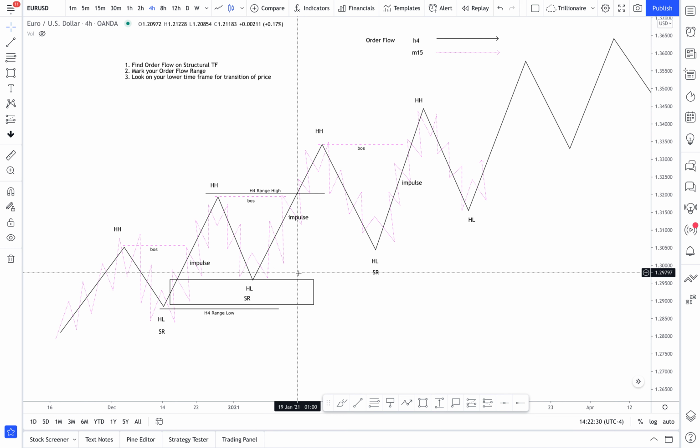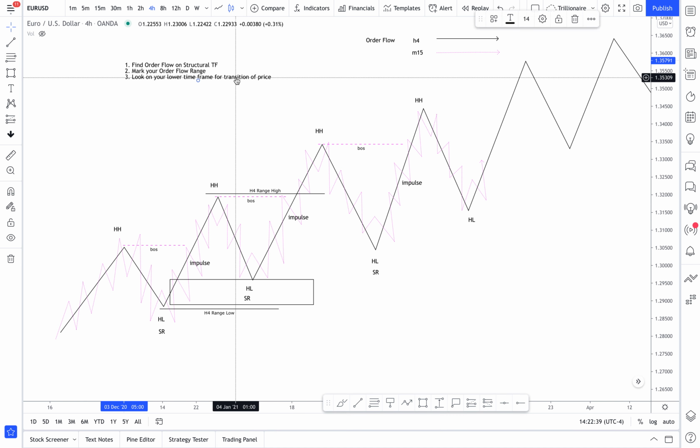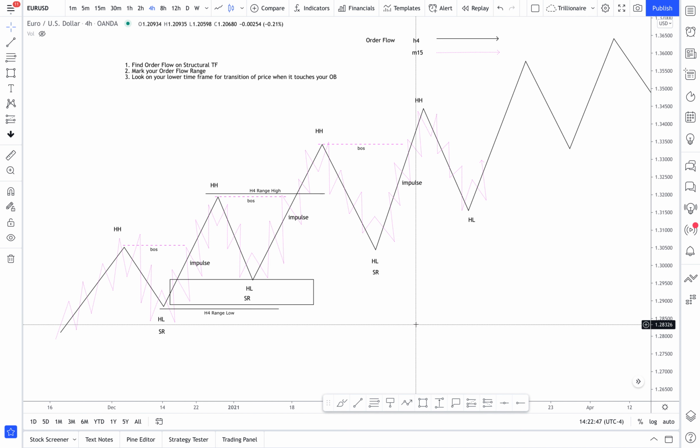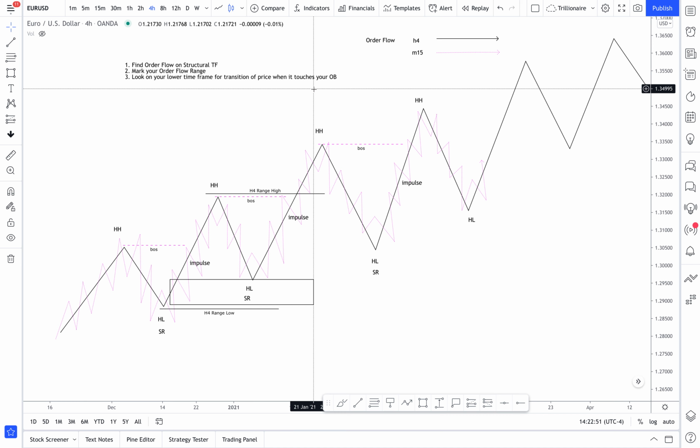All right. So yeah, you want to find your order flow on the structural time frame, mark your order flow range, high and low, invalidation areas, and then look on your lower time frame for a transition of price when it touches your order block. All right, that's basically it. This is order flow in its purest form.